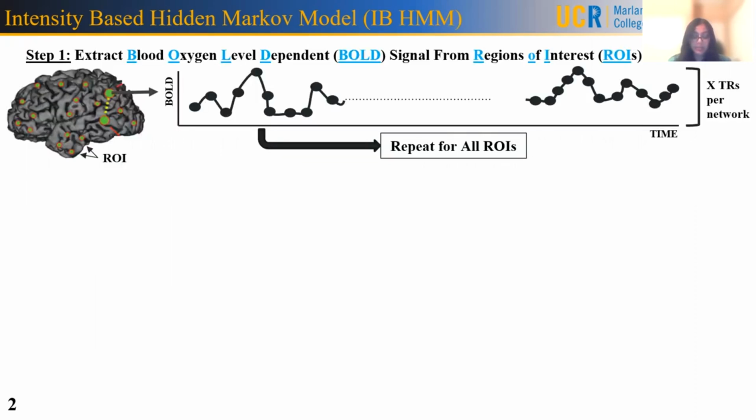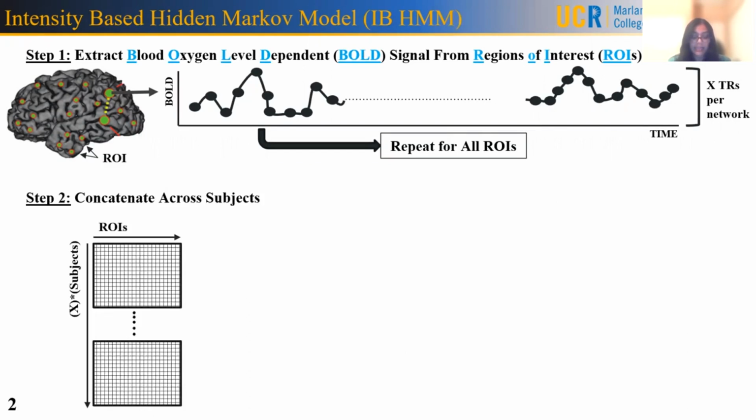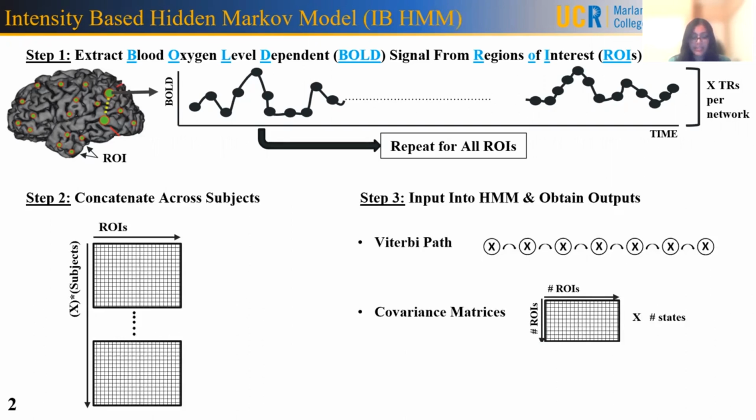So after extracting the bold signal from every ROI, which is depicted here by these green circles, those time series were z-scored, then concatenated across subjects, and then fitted to an HMM, which directly outputs our measures of interest, most notably covariance matrices, giving covariance values for every ROI within every state, and a Viterbi path labeling which of the identified latent states are active at each time point. And to obtain connectivity states, the outputted covariance matrices were transformed into Pearson correlation values.